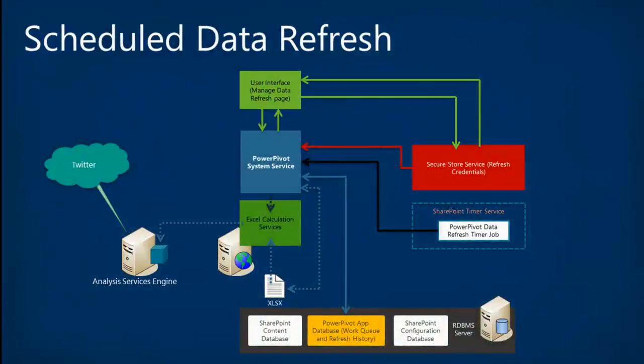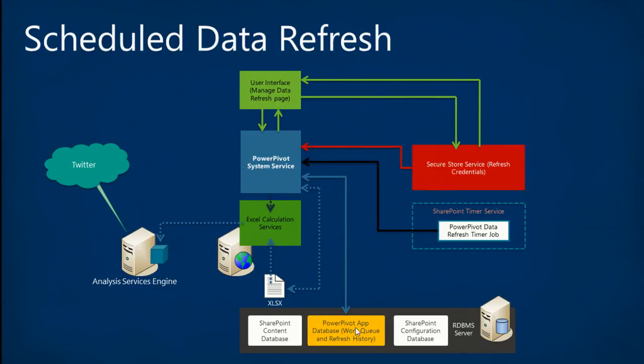So this user interface is a scheduled data refresh configuration page that you get on a PowerPivot workbook. This is the normal user that sees that. The user actually, these pages communicate with our PowerPivot system service because the user does not have direct access to our application database where the cookie jar is. You schedule a data refresh, you say, I want to run it on a daily basis at 11 o'clock at night or whenever, and the system service basically writes a work queue item into this queue for this workbook. But that's all that the system service does at this moment.